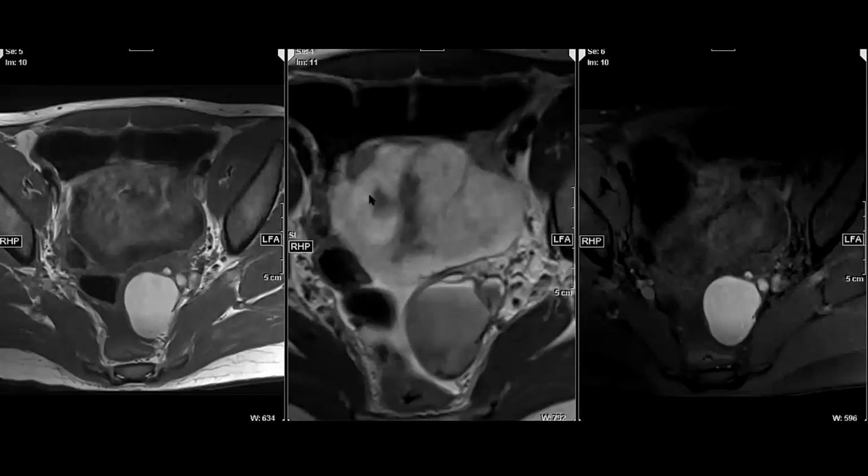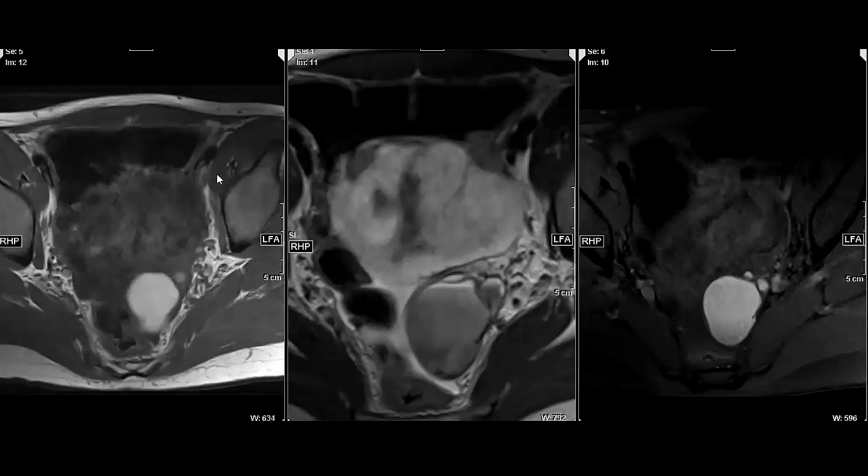So yeah, somebody has said T2 shading sign. So you are right. This typical appearance on T2 of a cystic lesion in the adnexa is known as T2 shading. What is the T2 shading sign and what causes it? We will discuss it in our lecture. Okay, so we will move on to the discussion.